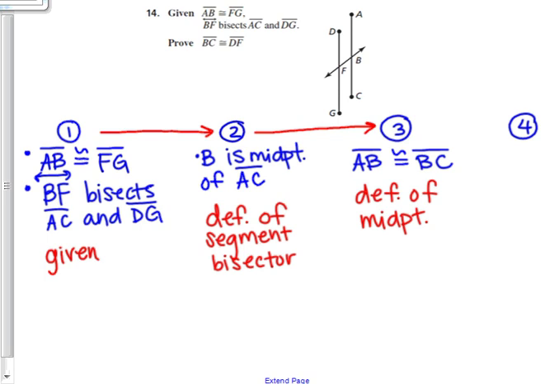My step 4, I'm going to go ahead and say something about segment DG now. I'm going to move on to that one. I'm going to say that F is my midpoint of DG, and I can say that because I know that line BF is a segment bisector, and in order for it to be a segment bisector, it has to hit right at the midpoint. Well, it tells me it's a segment bisector, and it bisects DG, so I know that wherever it hits DG, which is F, is my midpoint. So I'm going to say that point F is the midpoint of segment DG.